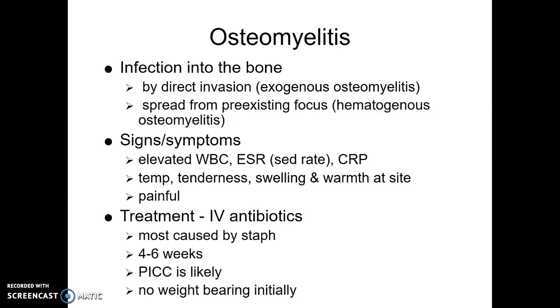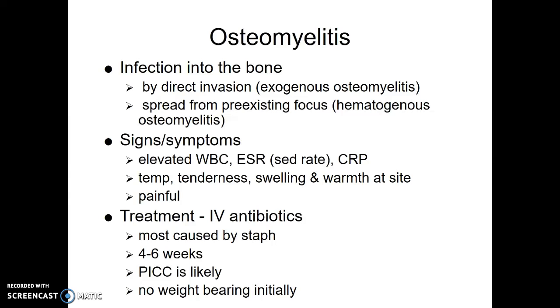We're going to see at the site the child's going to have a temperature. They're going to have tenderness at the site, swelling and warmth at the site, and it's painful where that osteomyelitis is. We're treating it with IV antibiotics. The most common germ is staph. In infants, it may be our group A beta hemolytic strep, but this is at least 4 to 6 weeks of IV antibiotics, and depending on the germ can actually be longer than that, which means we're probably putting in some sort of a central line, like a PICC line.